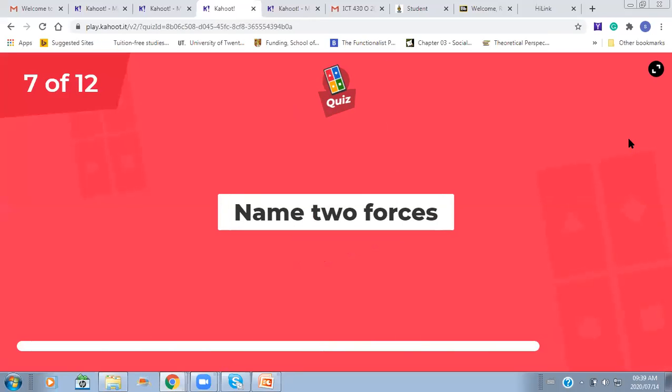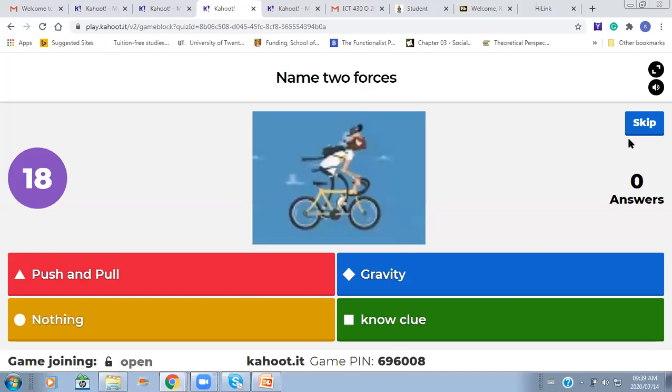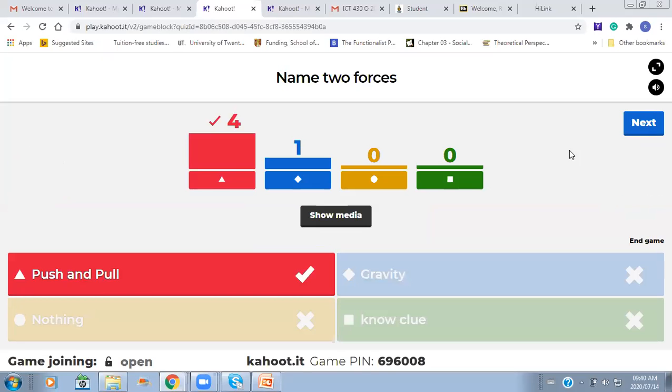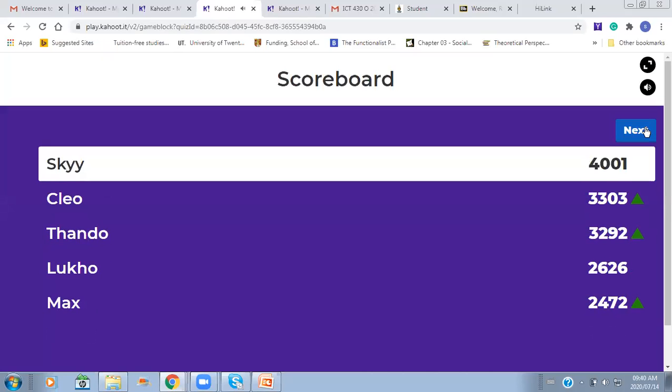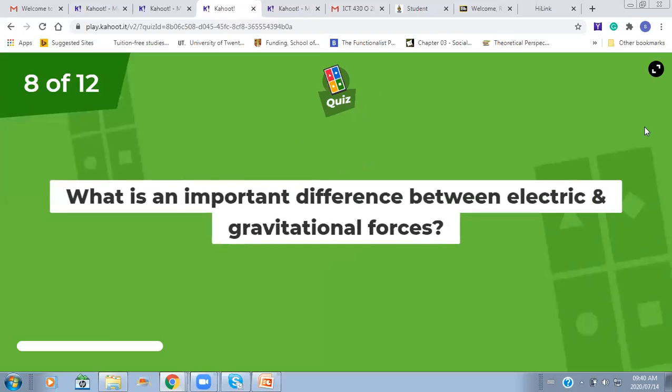Question 7. Name the two forces. What are they? The time is ticking. The clock is ticking. All right, that's great. So let's see those. Okay, Sky, Clue, Tando, and Max all answered well, but Sky was the first to answer, and Sky is leading on the scoreboard.